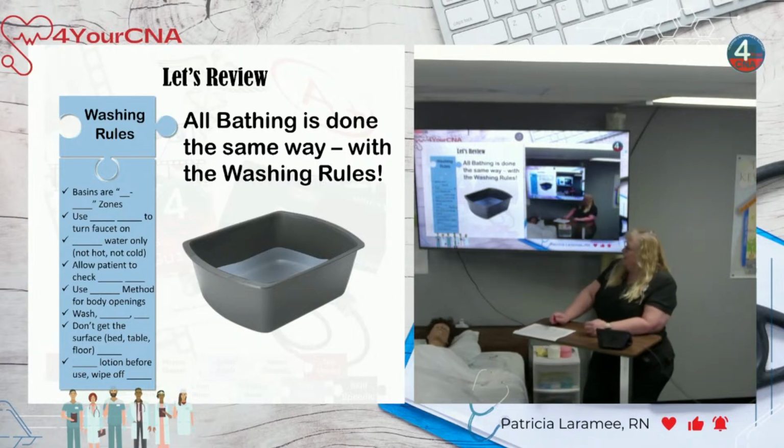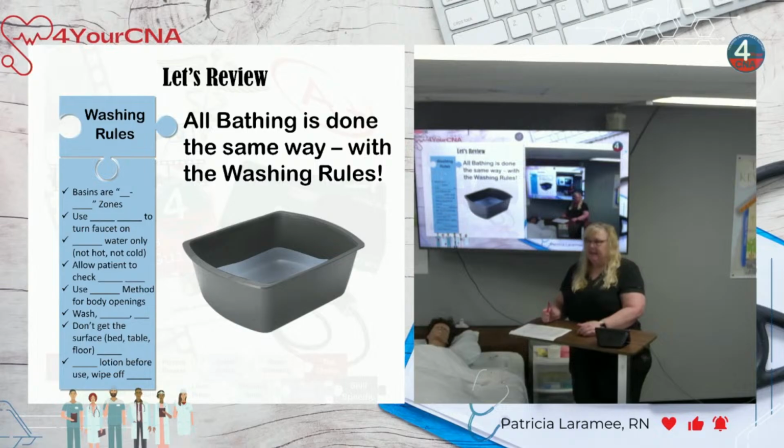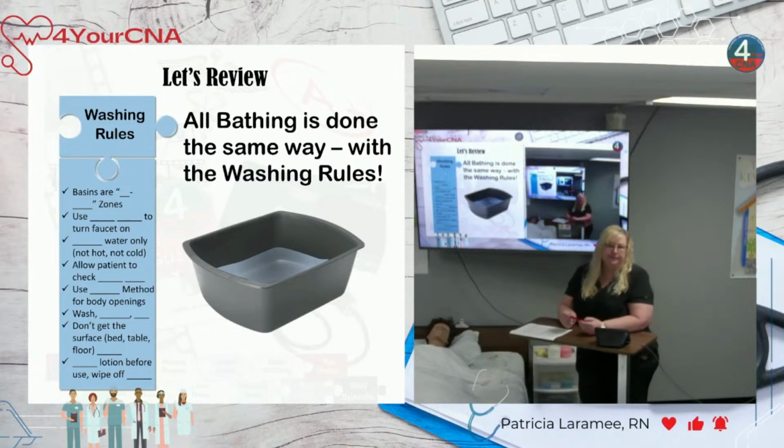All right, so if we have to wash a body part, do we put soap in the basin? No. Why? You use it for rinsing. You've got to have clean water for rinsing. Absolutely. So no soap in the basin. Do we put soap directly on the patient's skin? No. Well, where does the soap go then? Washcloth. So we're going to wet the washcloth and then put soap on the washcloth. Make sure you wring that washcloth out really well. No drippy wet washcloths.